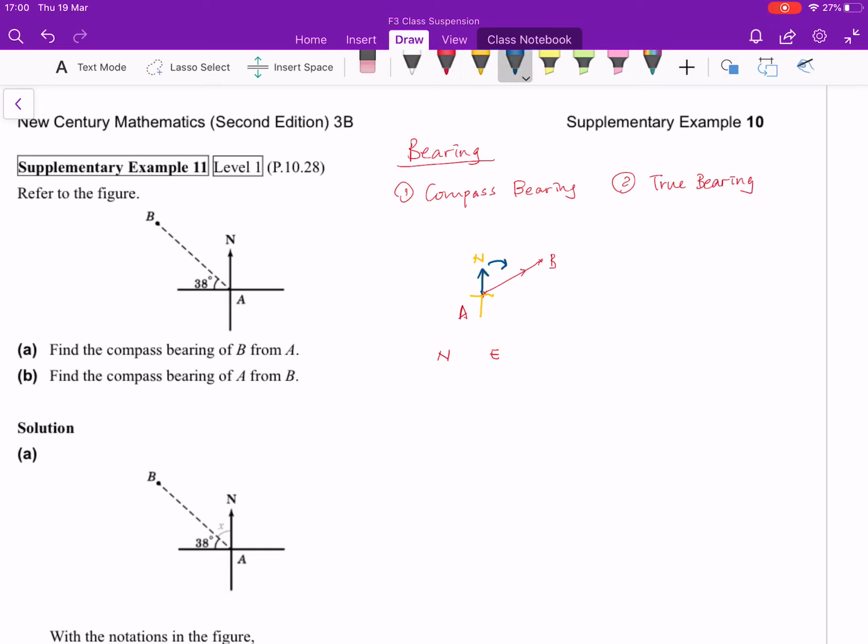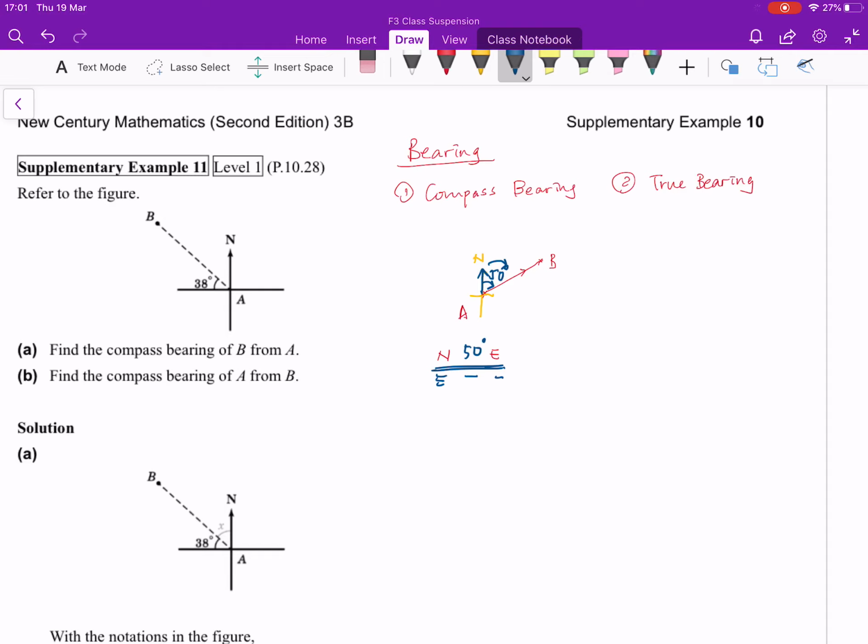And then the angle you need to turn, this angle, let's say it is 50 degrees, then you need to fill in 50 degrees here. So when you're looking at this compass bearing, it actually means you are standing at A, and first, please look at the N direction, the north direction, and then turn your head 50 degrees eastward, then you can see B. So this is compass bearing.